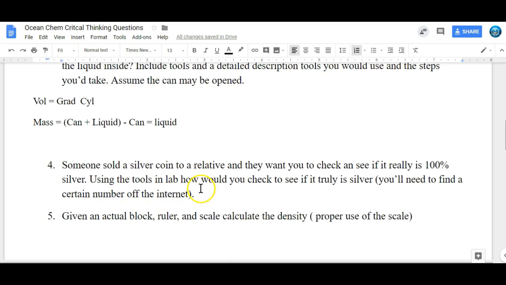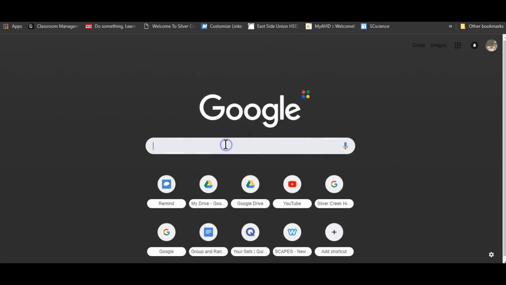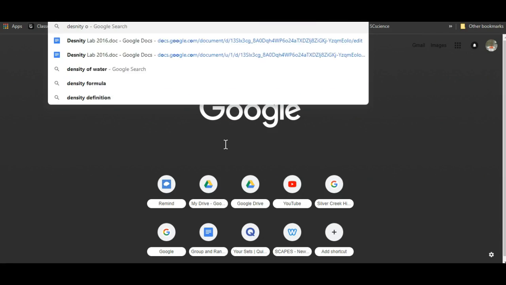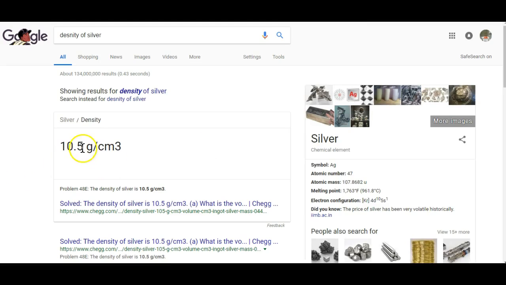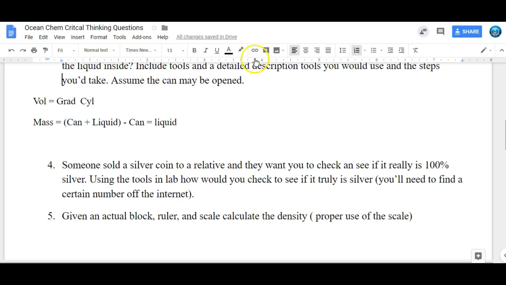All right, someone sold you a silver coin. You want to check to see if it's 100% real. How would you do that? Well, don't bite the coin or don't look at it and be like, yeah, it looks like silver. Go to Google and ask Google what the density of silver is. The density of silver is always going to be the same, 10 grams per centimeter cubed, or 10 grams per mL.